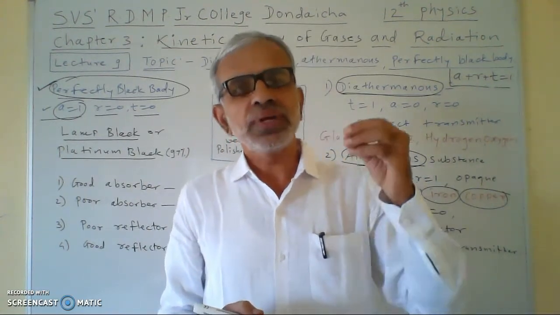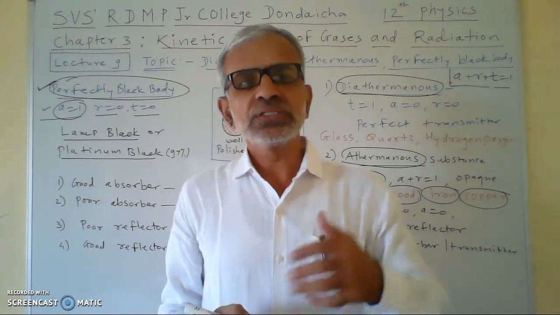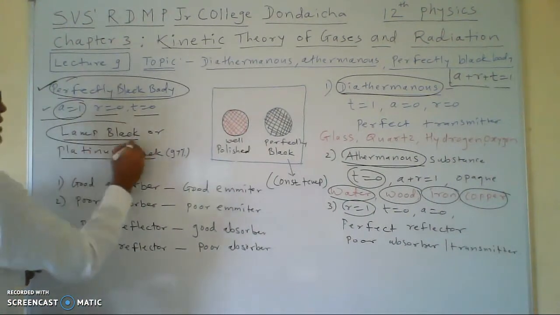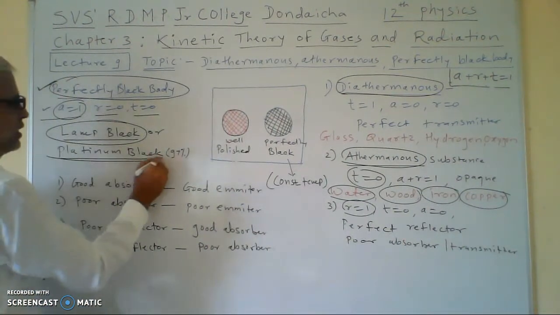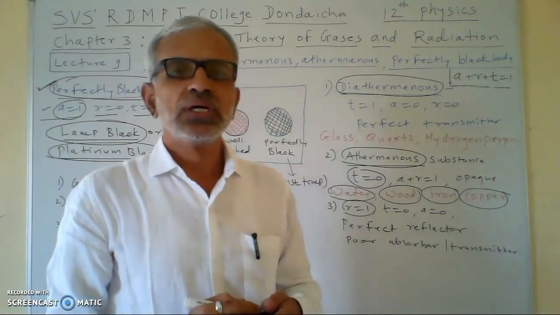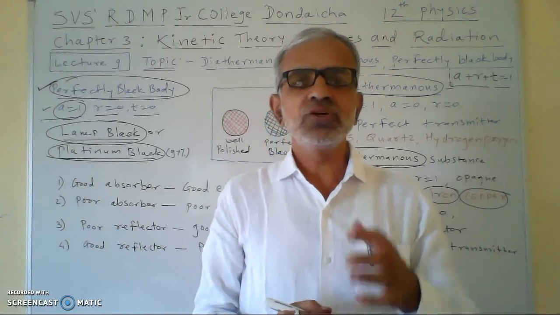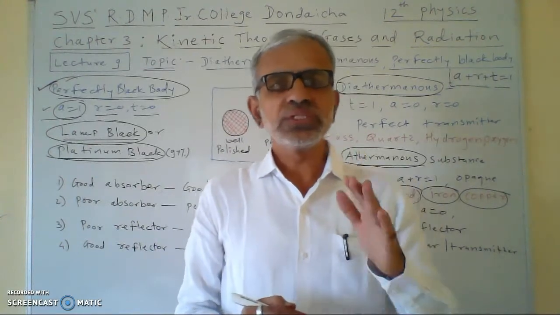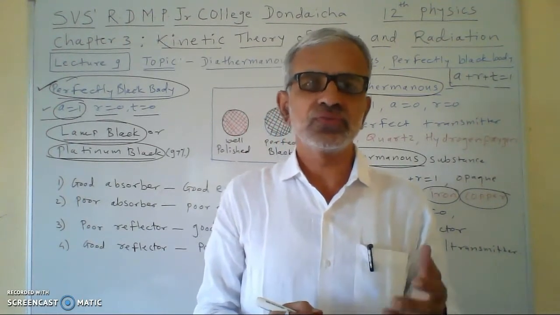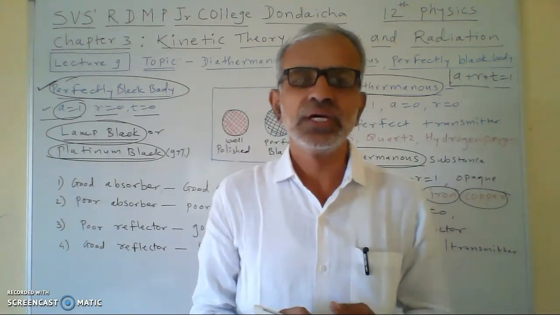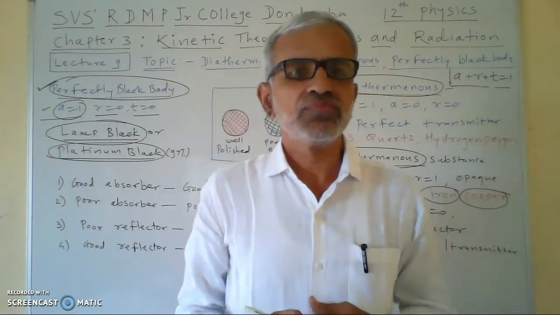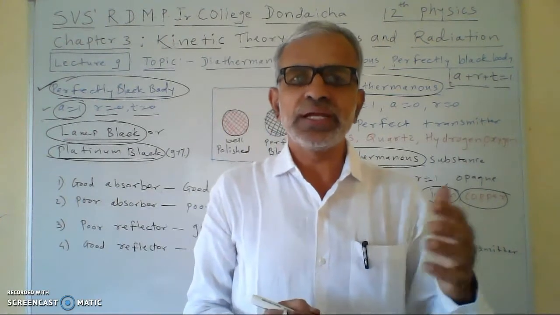But for practical purposes we consider lamp black as a perfectly black body, and also platinum black is considered as a perfectly black body. It absorbs 97% of the heat which is incident upon it, and it will reflect a small quantity of the heat, and so it is considered as a perfectly black body for practical purposes.